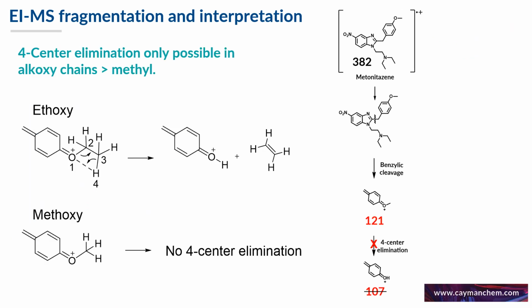a methyl chain. If we look at the ethoxy substituent on etonitazene, we can see that there's 1, 2, 3, 4 centers that can participate in electron shuffling, where this bond breaks and this bond forms to create your m/z 107 fragment and ethylene. Whereas with the methoxy substituent on metonitazene, we only have 1, 2, 3 centers, and therefore no four-center elimination can occur. And that is why when you look at the benzylic cleavage of metonitazene, you only see a fragment of 121 and not a fragment of 107.